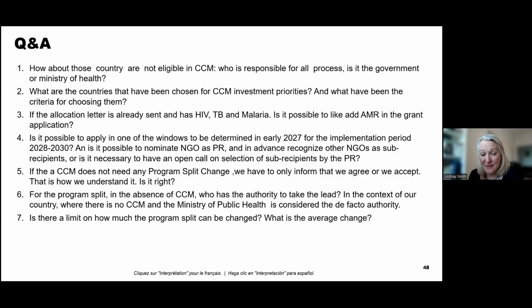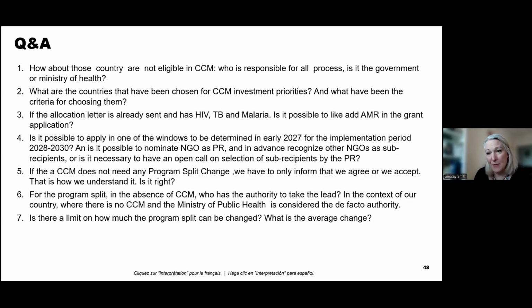So now, question 6, for the program split, in the absence of a CCM, who has the authority to take the lead? In the context of our country, where there is no CCM and the Ministry of Public Health is considered the de facto authority. Okay, so in all countries, the Global Fund has a partner organization. And there are some countries where we have the non-CCM status, but there is still an operational body that the Global Fund engages with. So in this particular context, I don't know which country this relates to, but there is always going to be the ability for you to contact the fund portfolio manager for your specific country to ask the question about who is on this responsible body if there is a non-CCM situation.